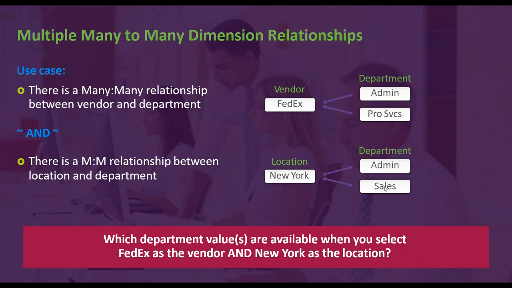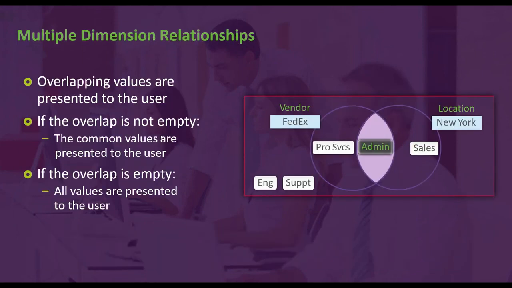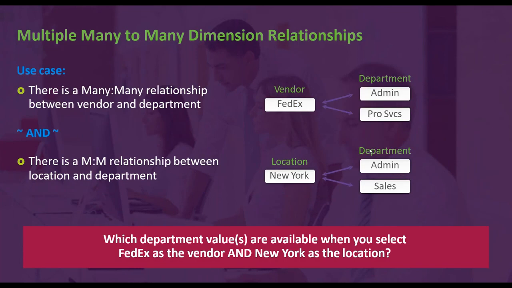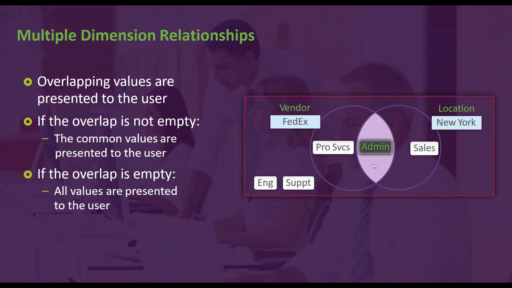So the question is, how do these interact, and what is the net result that's available to us? A nice little Venn diagram that we've got here explains that if there is commonality between those two choices of the dimensions, what you will find is the common choice, in this case admin. We go back up and look at our previous screen. We had admin available for both the vendor as well as the location. If there's a common choice in the relationship, it will make that available. If there is no overlap between those two dimension relationships, the value will be blank.